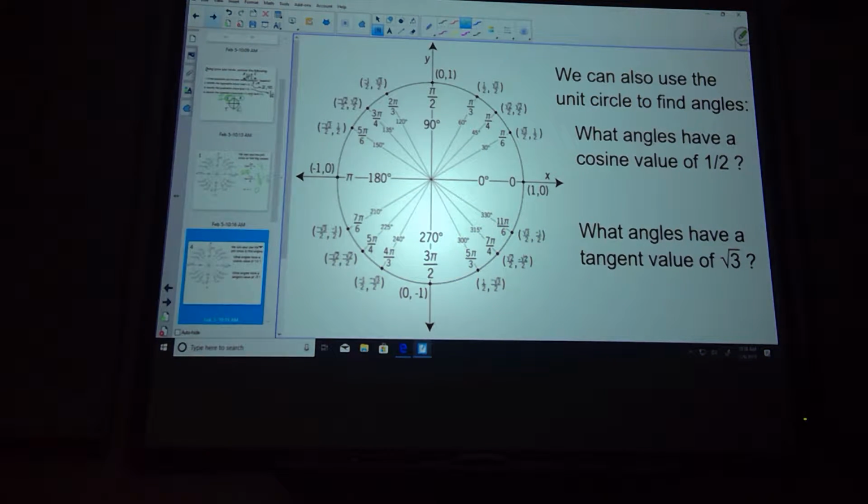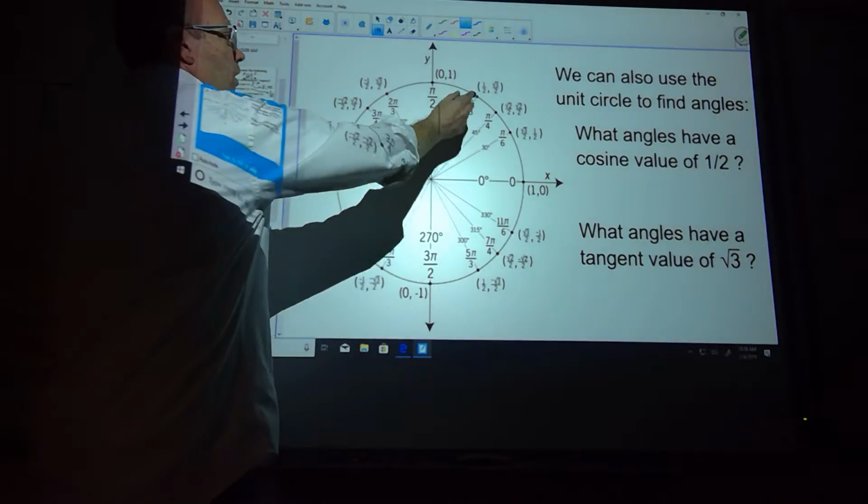Okay, so you can also use the unit circle to find angles. What angle has a cosine of 1/2? Cosine is what value of the point, x or y? X. So I'm looking where I have an x value of 1/2. 60. So 60.